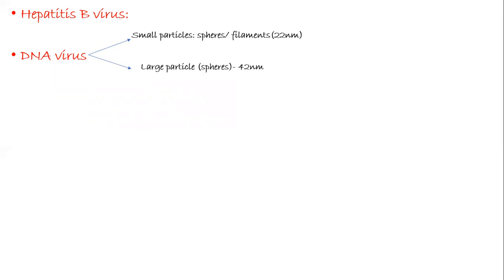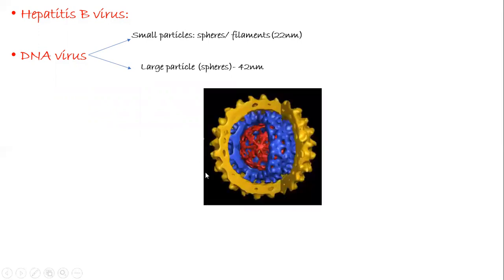Now we'll take a look at the hepatitis B virus. As I told you, hepatitis B virus is the only DNA virus among these. It comes in two forms. The first one is a small particle. It might be spherical in shape or filamentous, and it measures up to 22 nanometers. The second particle is a little larger, and it comes in spherical form, and its size is up to 42 nanometers.